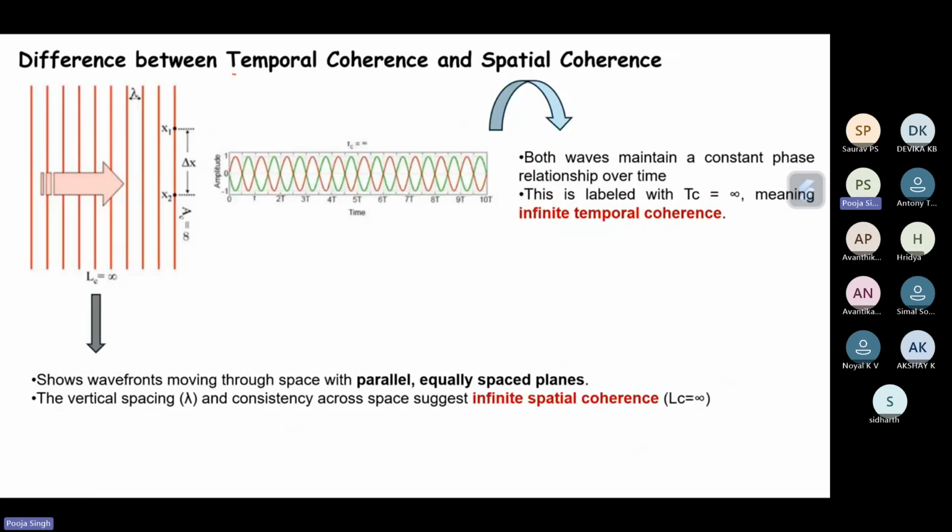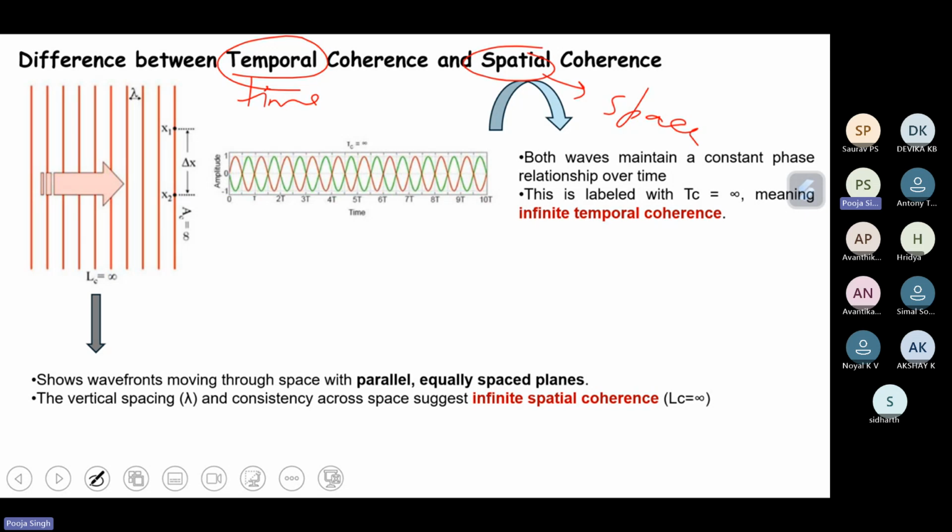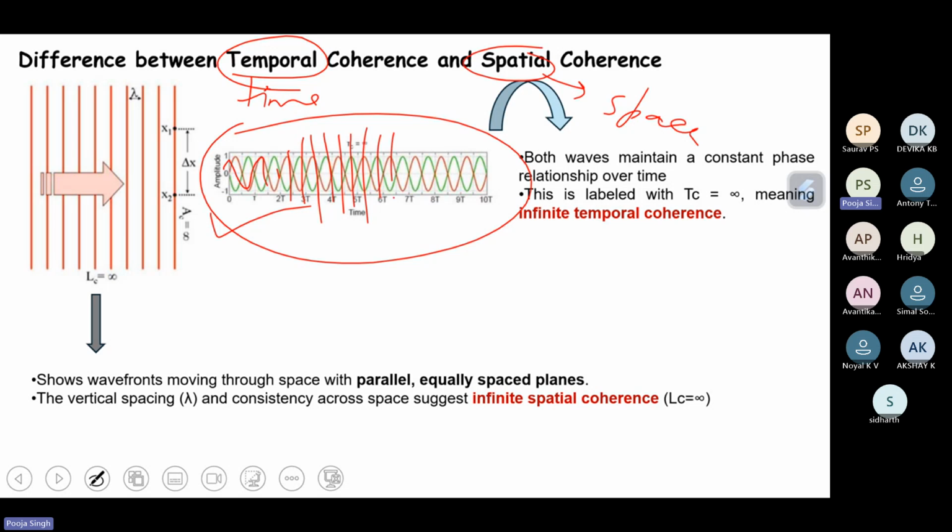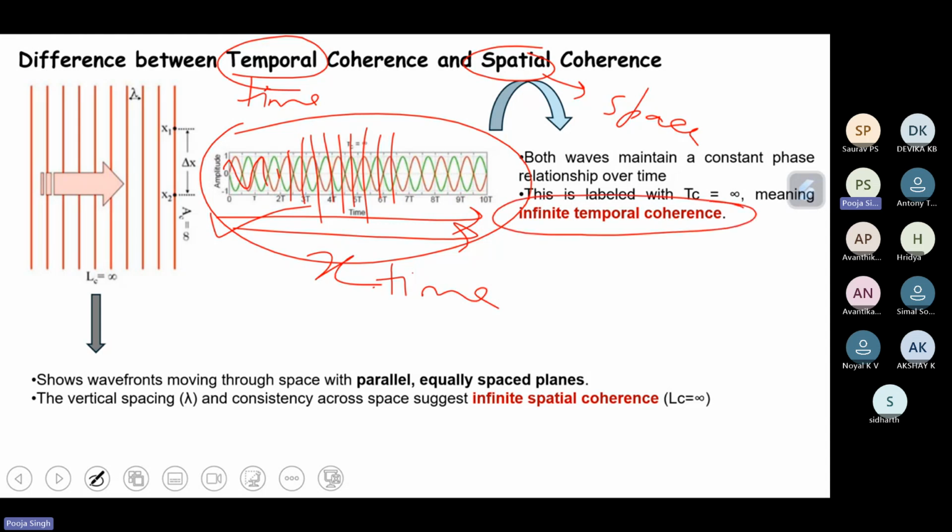So what I said is that temporal means time based, and spatial means space based. For temporal, in this figure you can see all the amplitudes of the light have a particular phase at a particular time. The x-axis represents the time. At infinite time, this has the same phase. So we can say that it has infinite temporal coherence, because both waves maintain a constant phase relationship over time.